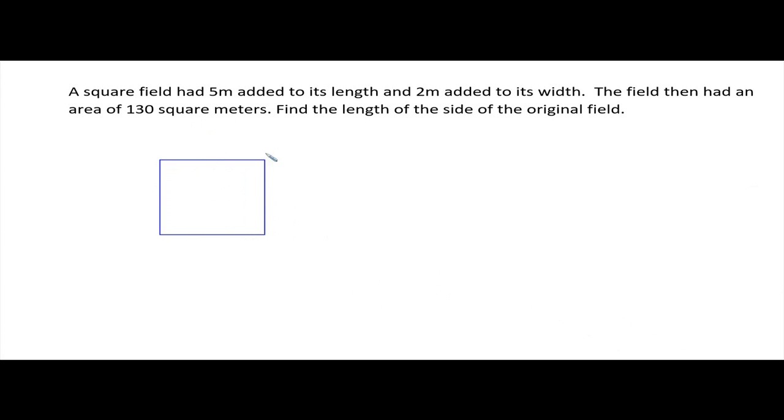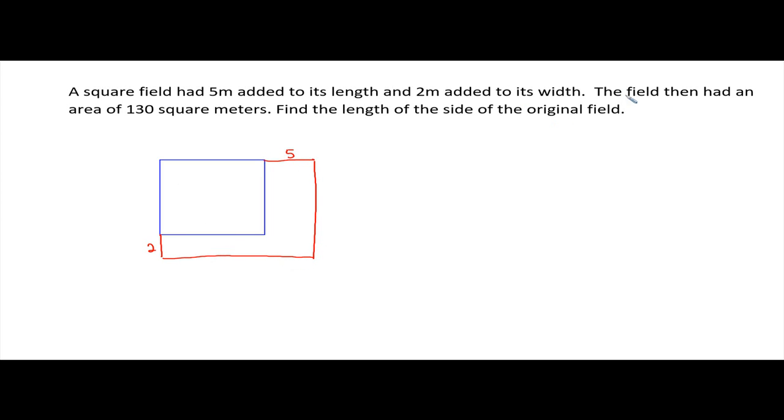And this says 5 meters was added to the length. So one side here, the length, let's say 5 meters was added. So this is 5. And then the other side, 2 meters was added to the width. So this is 2. So after we've increased it on 2 sides, we have this rectangle now.